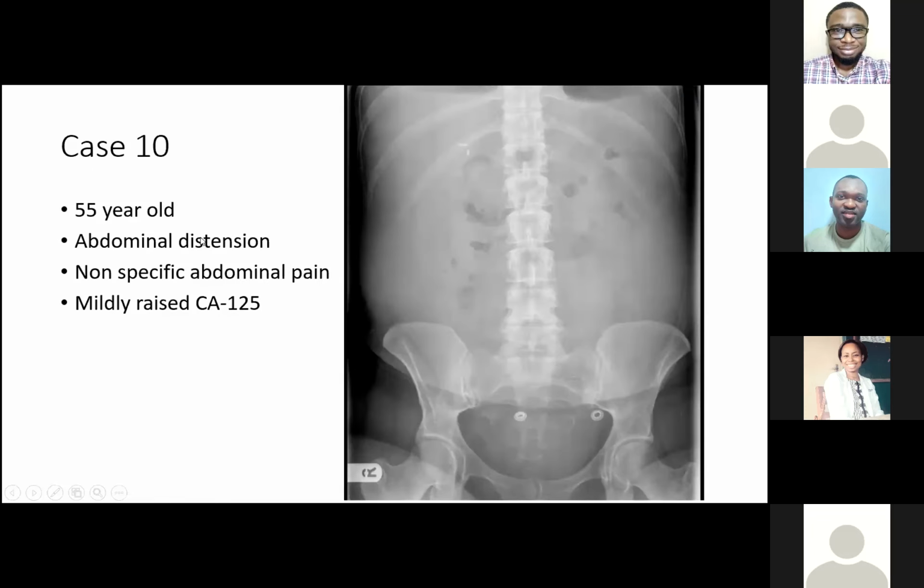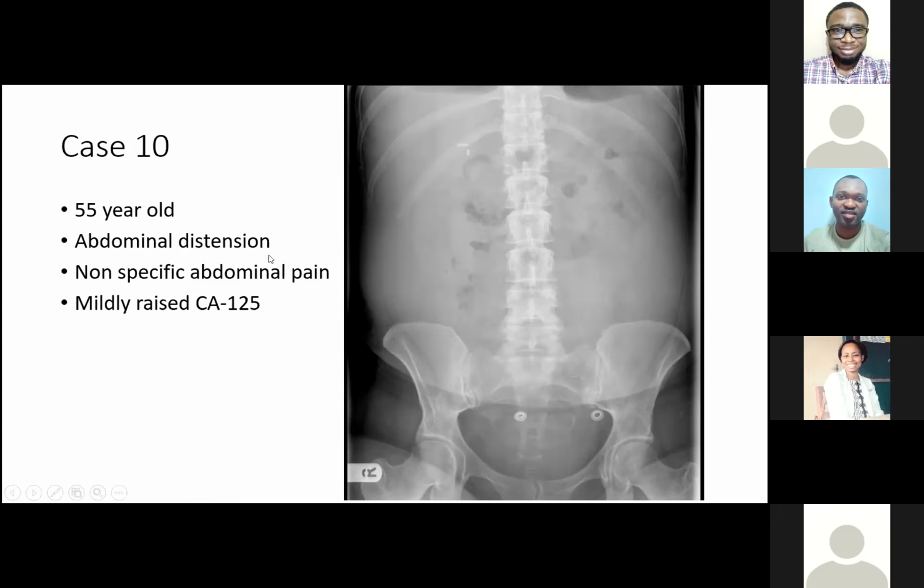Okay, so case number 10. This was a 55-year-old woman with abdominal distension and non-specific abdominal pain. In addition to that, she'd had some bloods taken by the GP, and that showed a mildly raised CA125. And so this was the abdominal X-ray which was performed when she was admitted.